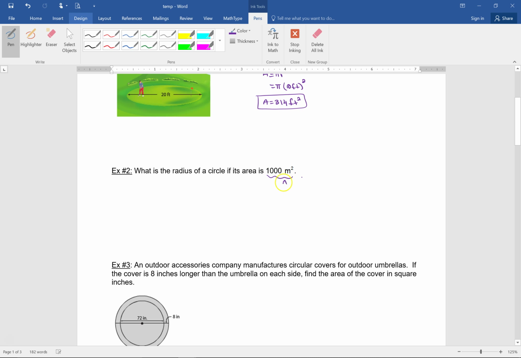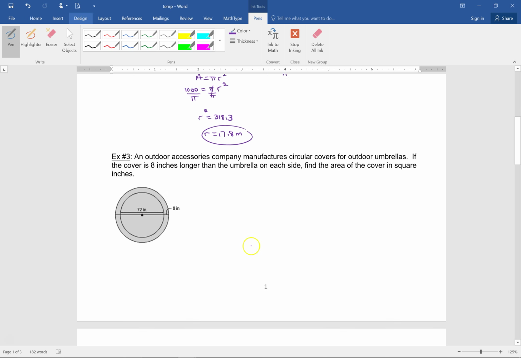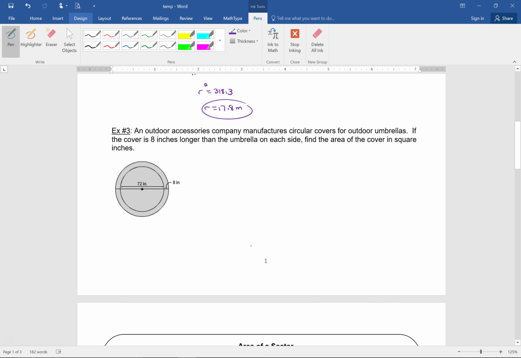Next, we're given the area, and we want to find the radius. So this is the area. In problems like this, you start with the formula of the quantity that you're given. You're given area, you start with the formula for the area, and you plug in everything you have. The area here is 1,000 equals pi r squared. We divide by pi. R squared is equal to 318.3. So R is about 17.8 meters. In these cases where it doesn't say where to round, it's up to you.